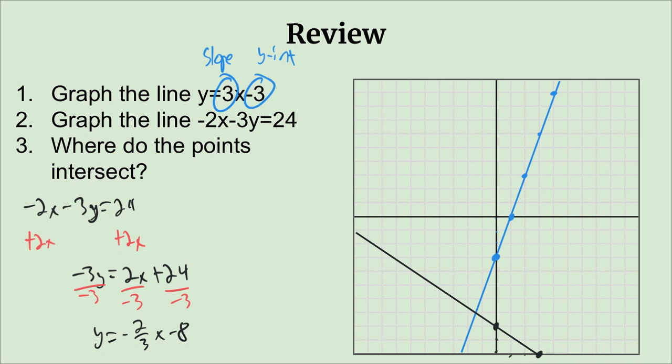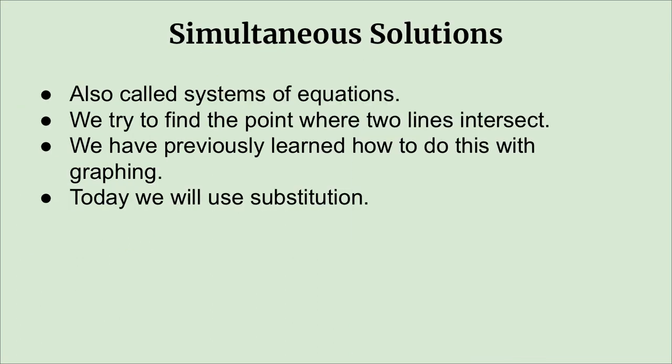The point of intersection here isn't a nice point of intersection, but we can at least show where it's at. It looks like it's about negative 1/2, 7. So we've been doing systems of equations. We try to find where the two lines intersect. Previously, we've only learned how to do this with graphing. Today, we will use substitution.